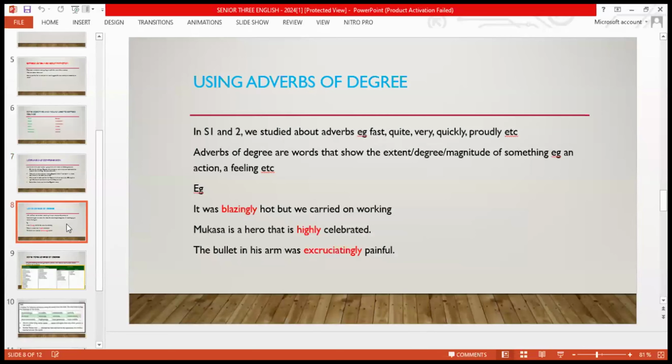I need a volunteer to read for us pretty fast. Our time is fast spent, but the last part is very simple. We are learning how to use adverbs of degree. So I need a volunteer to read. Yes, Hadia.